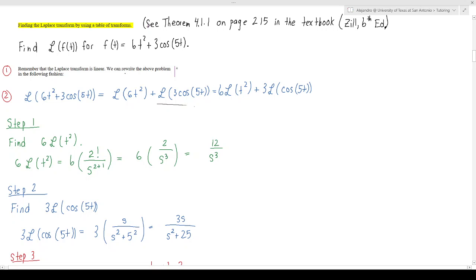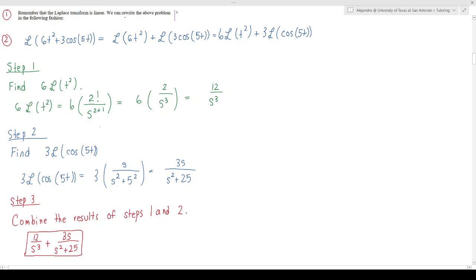And we can take it a step further using the property of linearity by pulling all the constants out. We also saw that in one of the examples where we pulled the constants all the way in front of the integral. And this is the same thing. We can pull the constants in front of the Laplace transform. And that helps because notice here we're just solving the Laplace of t squared, and the Laplace of cosine of 5t. These are simpler functions that are a bit easier to work with.